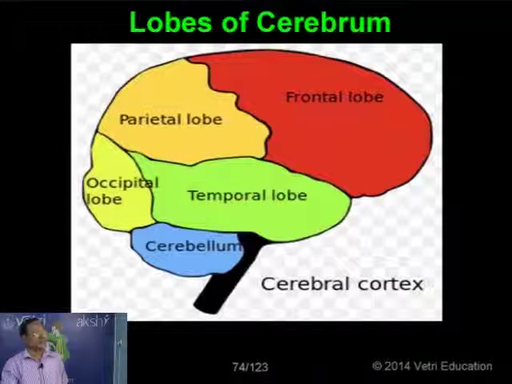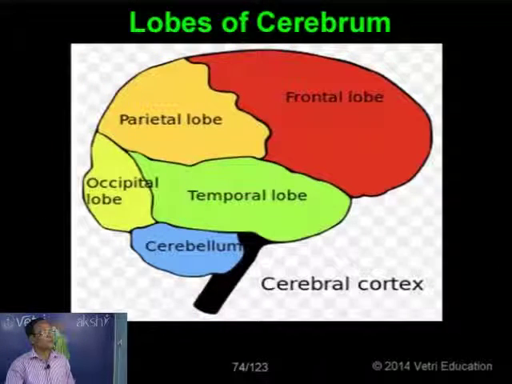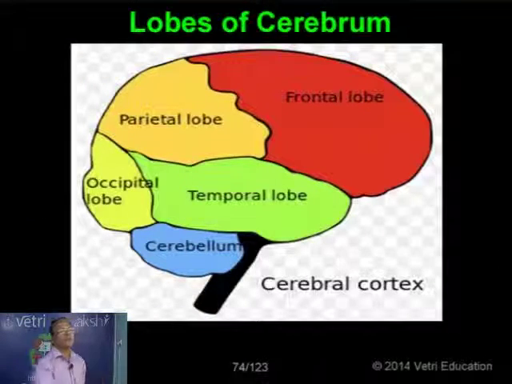Again, another picture showing the different lobes of the cerebrum. We have the frontal lobe at the anterior end, the parietal lobe at the posterior end forming the roof, then the occipital lobe at the posterior, and the temporal lobe laterally.